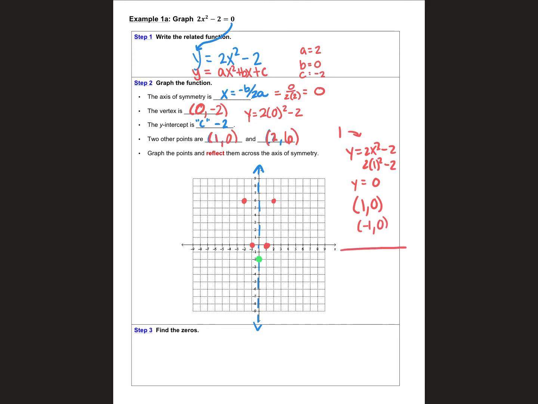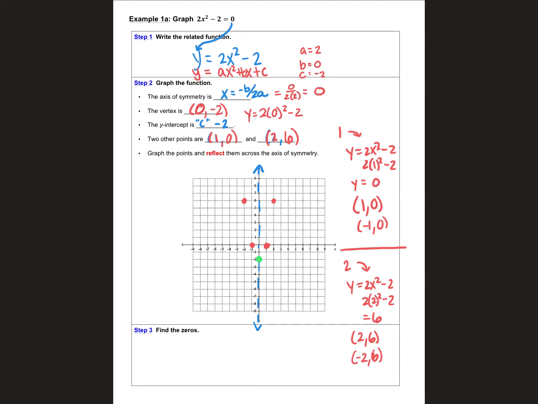Then I picked another point. I picked 2, and I'm going to plug that into the original equation. So 2x squared minus 2. 2 parentheses 2 squared minus 2. I calculate this, and I get 6. So my ordered pair is 2, 6. But when I reflect that to the other side of the axis of symmetry, I also get -2, 6.